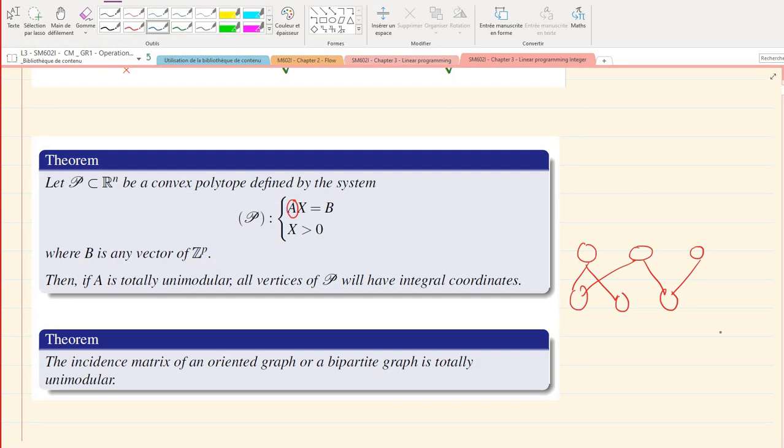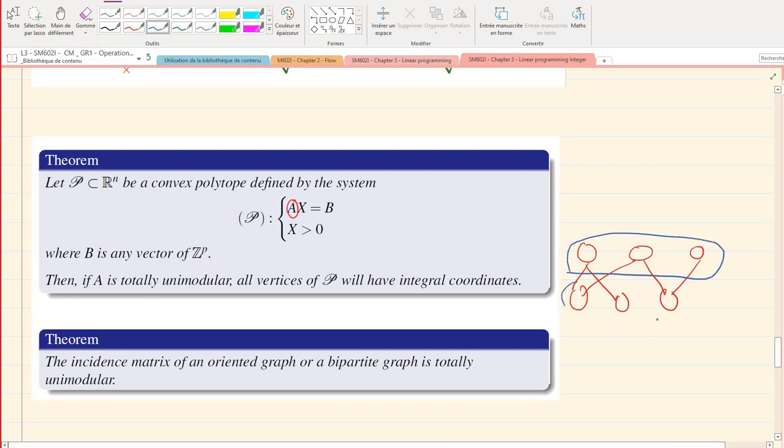A bipartite graph is a graph where you can partition the nodes into two sets, where all the edges go from one set to the other. So you will not have an edge, let's say, from here to here inside one set. All the edges will be connecting nodes from one set to the other. If you have this, we call it a bipartite graph.